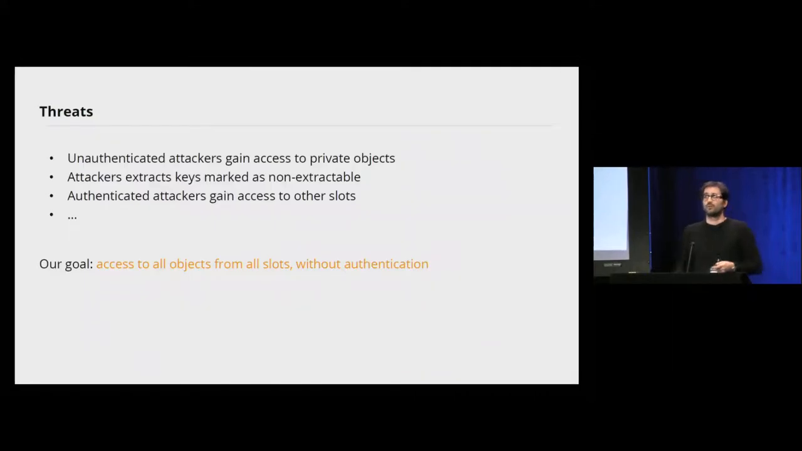Okay. So from there, we can define a few threats. For example, an attacker that logs into a token must not be able to get the keys from another token. An attacker who tries to read the value of an unextractable key, this is an attack. But we will consider a much simpler model. In our case, we are in the position of an attacker who has no credential information, only unauthenticated access, and we want to access all the cryptographic data from other slots and dump all the keys.